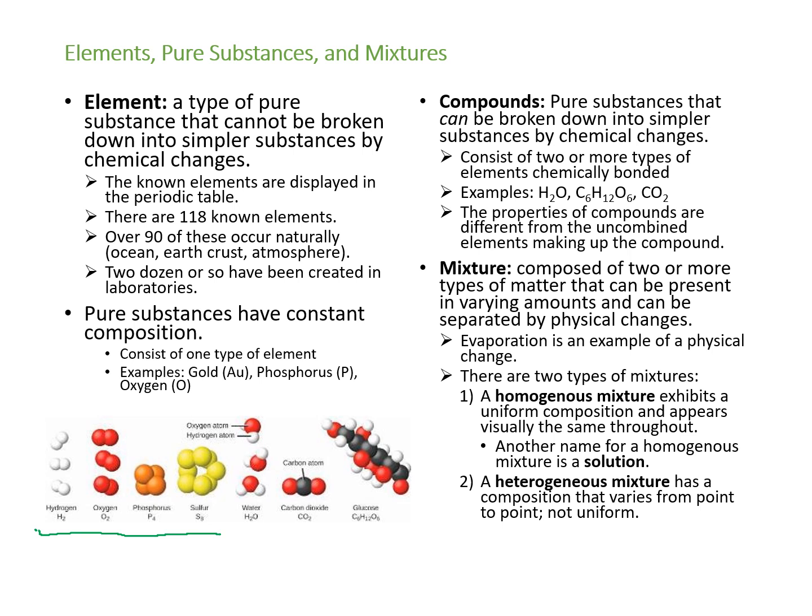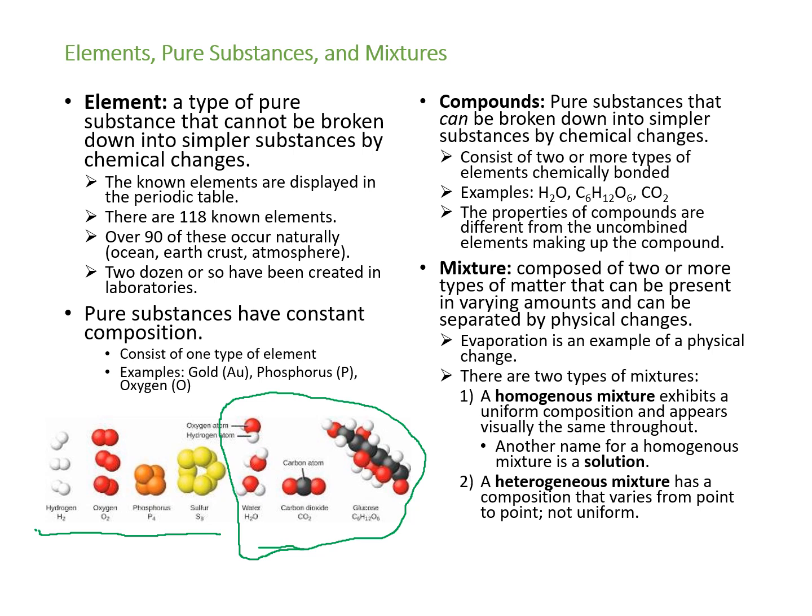And then compounds are also pure substances, but they can be broken down into simpler substances or elements by chemical changes. So they consist of 2 or more elements that are chemically bonded. And so examples of this would be water, glucose, carbon dioxide, and you can see here some examples of compounds and how they're chemically bonded together to make up something different.